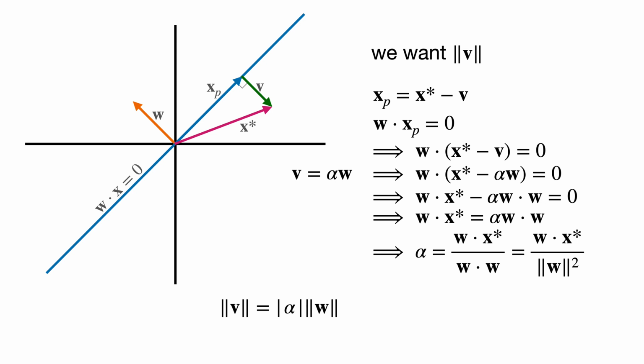Well, the norm of V equals the absolute value of alpha times the norm of W. Plugging in our definition for alpha, we get the norm of V equals the absolute value of W.X star divided by the norm of W.